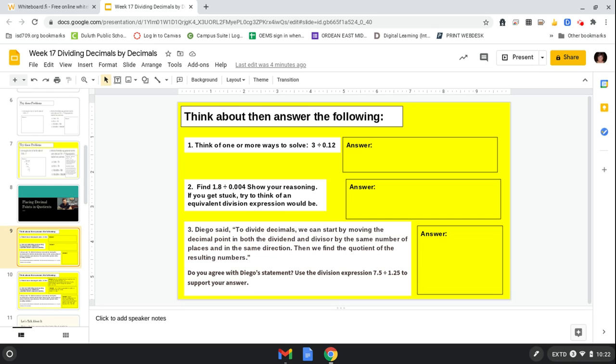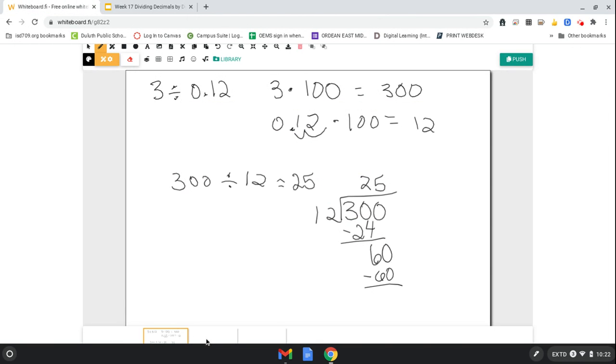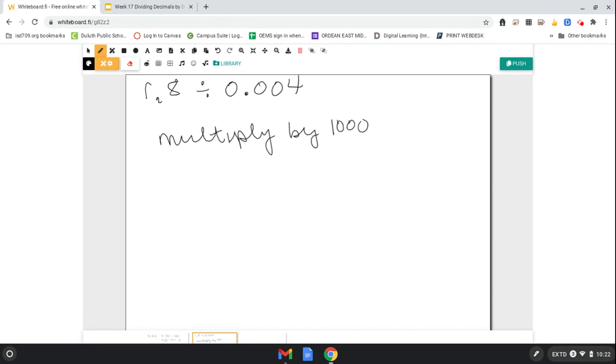So looking at the next problem, find 1 8/10 divided by 4 thousandths. So if we do that, 1 8/10 divided by 4 thousandths, if we multiply both by 1,000, that means that we're going to get 1,800 divided by 4.